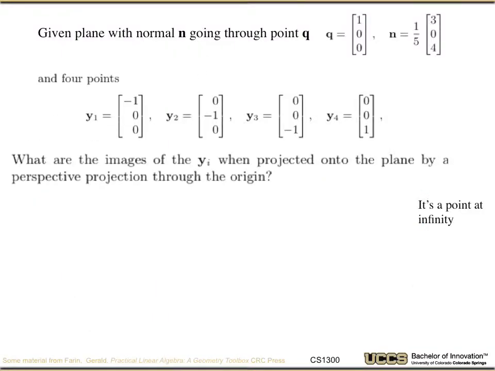So let's now do a problem with a more complicated projection. Let's say that we're given a plane with normal n going through the point Q. So here's Q, here's n, and 4 points, y1 through y4. Figure out what are the images of the points yi when projected onto this plane by a perspective projection that goes through the origin. So this is sort of like a standard camera projection through the origin, but in this case onto this plane defined by n and q. I will give you a hint up front that one of these points does not do well. It maps to a point at infinity. So work out what's the formula in general, and then work out the specifics for each of these 4 points.